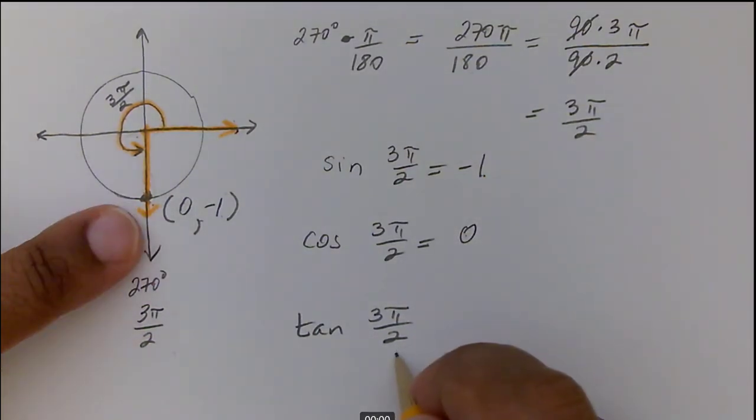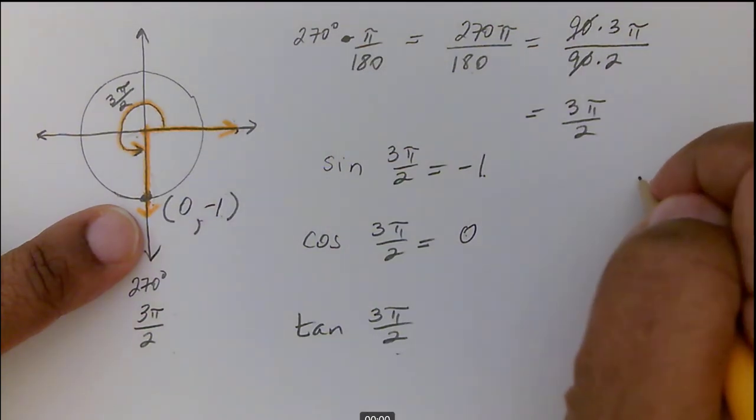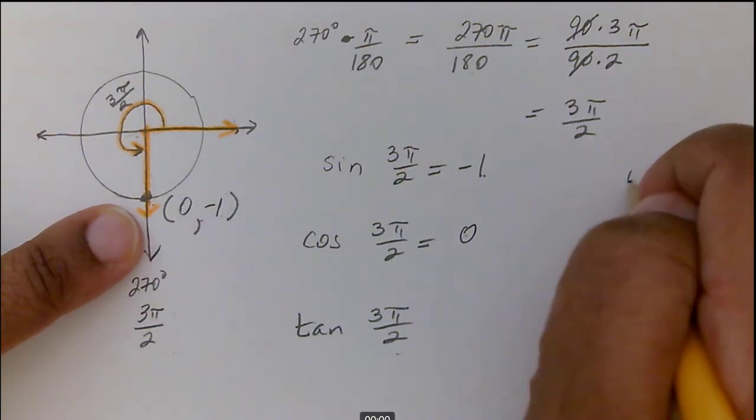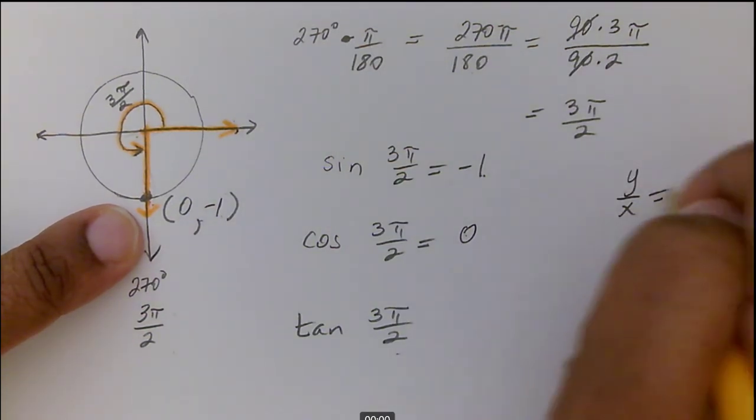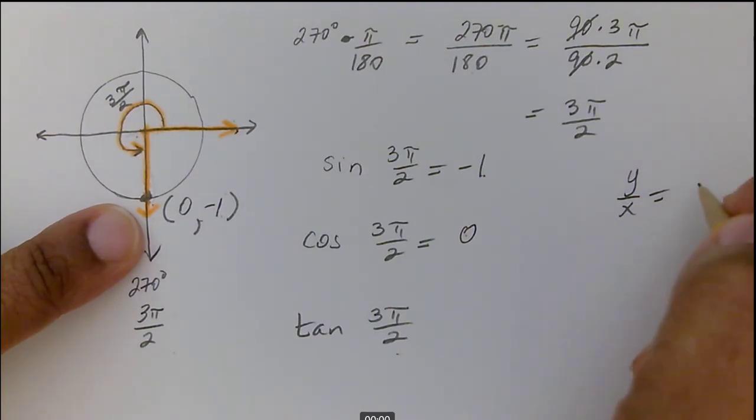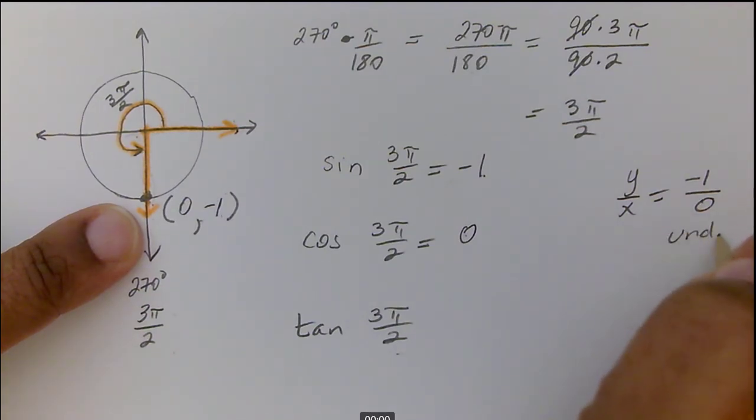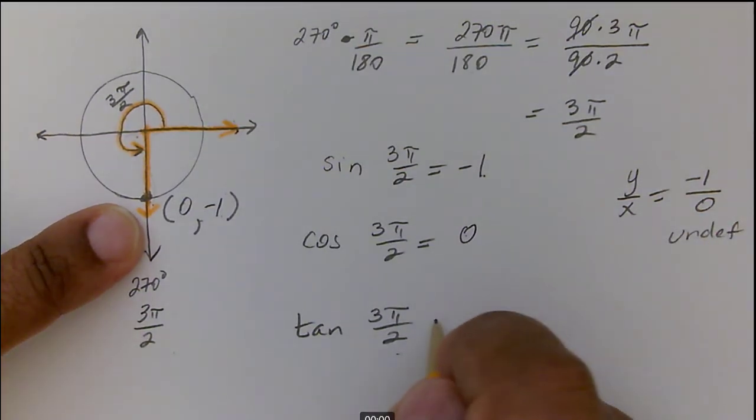And the tangent is the ratio of the y over the x. When we're talking about the tangent, we would say the y, which is -1, over the x coordinate, which is 0. And right here, you can see right away that this is undefined.